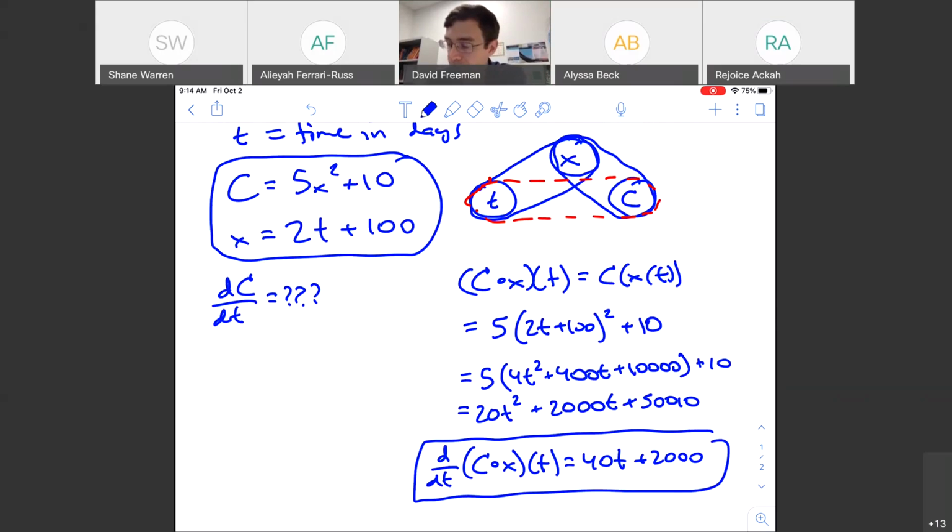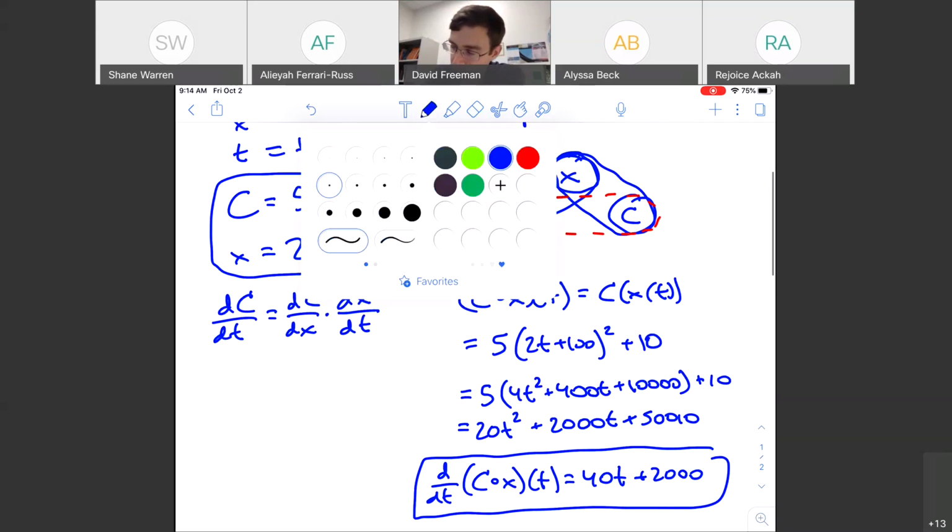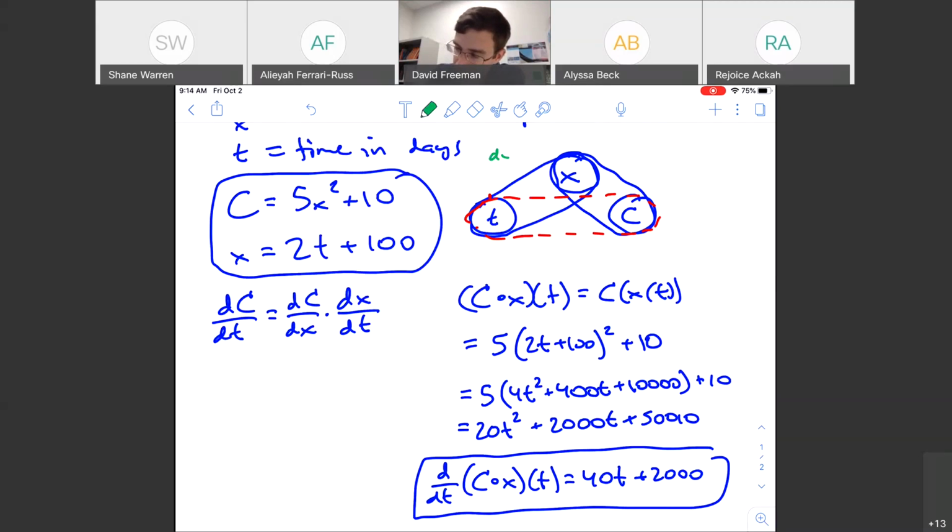Now, we could have done it differently. We could have used the chain rule, because the chain rule says, if I know the derivative of C as a function of X, and I know the derivative of X as a function of T, then I just multiply those derivatives to get the derivative I want. This is how we label this diagram here. Here's the speed of X compared to T. Here's the speed of C compared to X. So when you multiply those two derivatives, you get the speed of C compared to T.